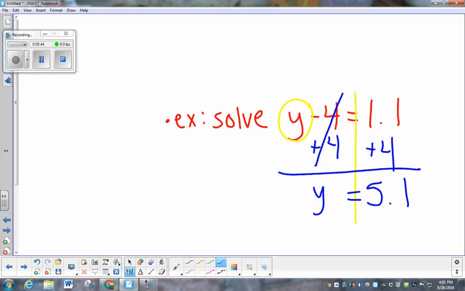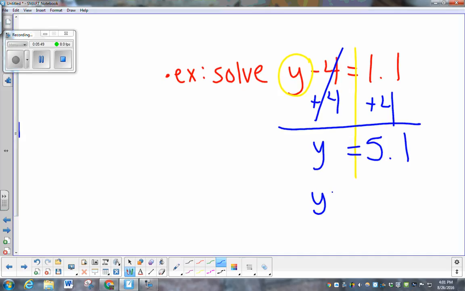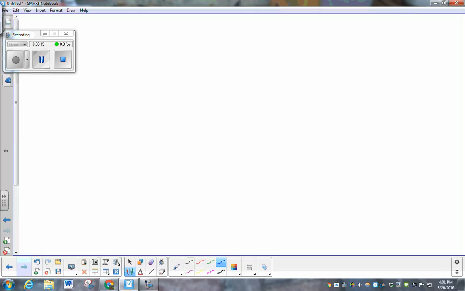Now, if on your paper you have a line going through your equal sign like I do right now, I really like you to rewrite your answer so that you don't have a line there. So I'm going to rewrite it so it's nice and neat here. y equals 5.1. And you can plug that in. 5.1 minus 4, and that is 1.1. So we know we were right. y equals 5.1. So that was addition and subtraction. Let's do a multiplication example, a division example, and then a fraction example, and then I'll give you a few to try on your own. All right, so here is our multiplication example.